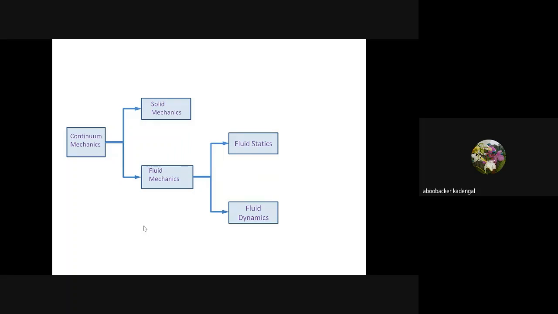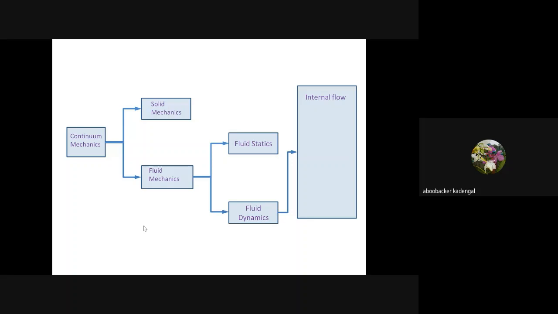will be there in fluid statics. Whereas in fluid dynamics, many things are there. So most of the applications in process and power production, transportation, etc. are related to fluid dynamics. So that's why we are focusing on fluid dynamics.